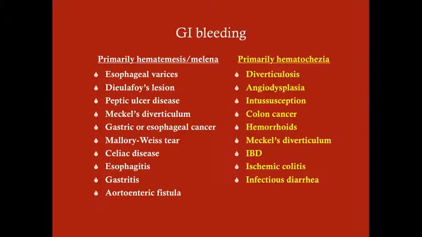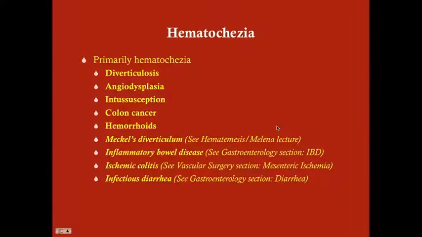The only time we can really just at face value differentiate upper GI versus lower GI is if it's hematemesis, then of course it's going to be an upper GI cause, and if it's bright red blood per rectum, then it's going to be a lower GI cause. Okay, so we're going to talk about diverticulosis.